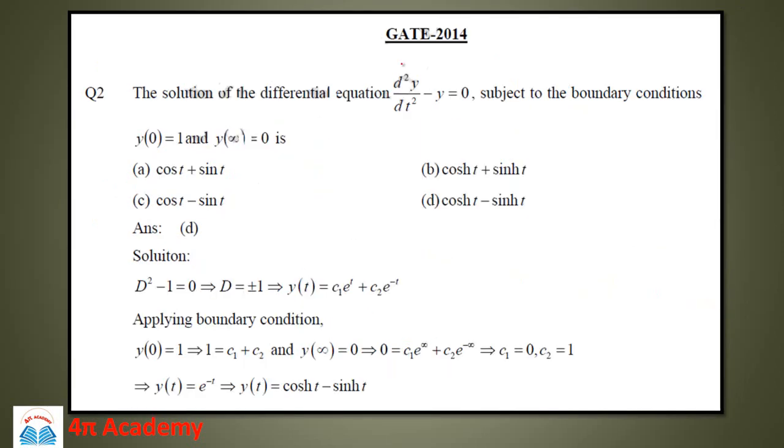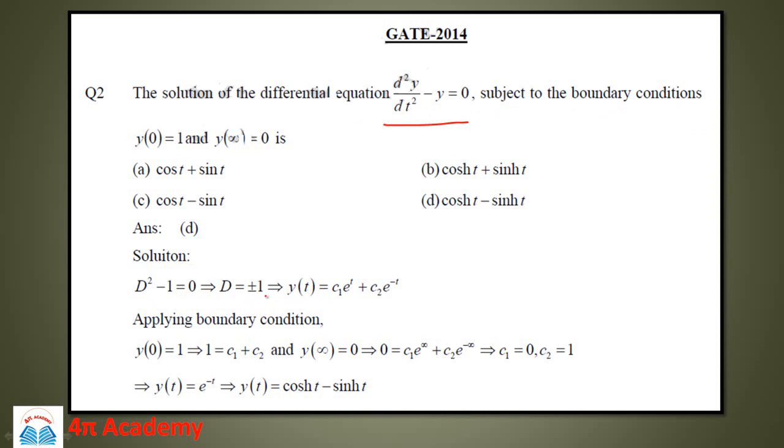Now let us take one more problem from GATE 2014 examination, that the solution of the differential equation which is d2y by dt square minus y is equal to 0, subject to the boundary condition that y of 0 is equal to 1 and y of infinity is equal to 0 is. So now the solution is very simple, because the differential equation is very simple, of the form D square minus 1 is equal to 0. So D will be equal to plus or minus 1.